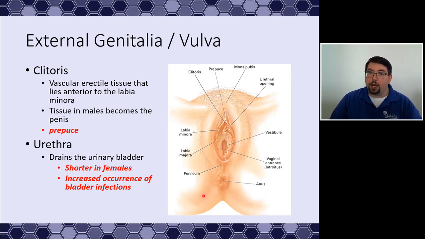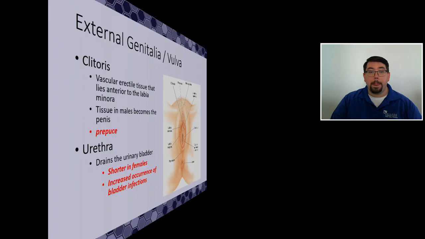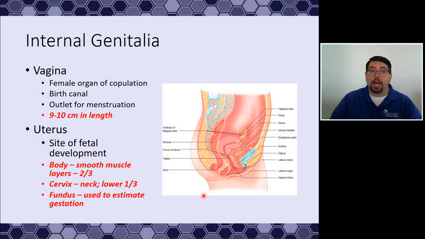The urethra is where the urine is going to come from the bladder. We know that it's much shorter in females, only about 4 to 5 centimeters. And because of that decrease in length, we see an increase in things like infections, urinary tract infections, things of that nature. The vagina, this is the birth canal itself, right? It's the female organ for copulation. It's going to be the outlet for menstruation, and it's only 9 to 10 centimeters in length. So maybe that can answer the question if size matters or not.